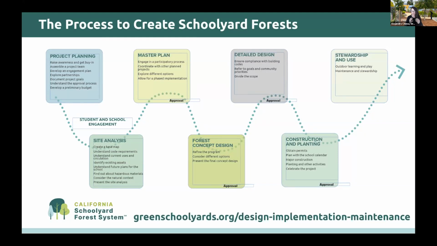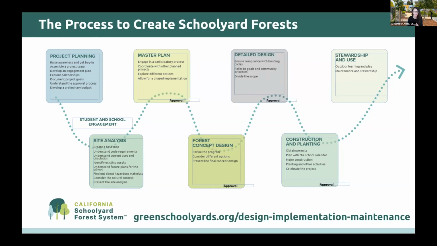So, the first phase, project planning, is when you raise awareness and get buy-in for the project with the school and maybe the school board, assemble a project team, develop an engagement plan, a community engagement plan and student engagement plan, explore partnerships, develop and document project goals, understand the approval process, and develop a preliminary budget.